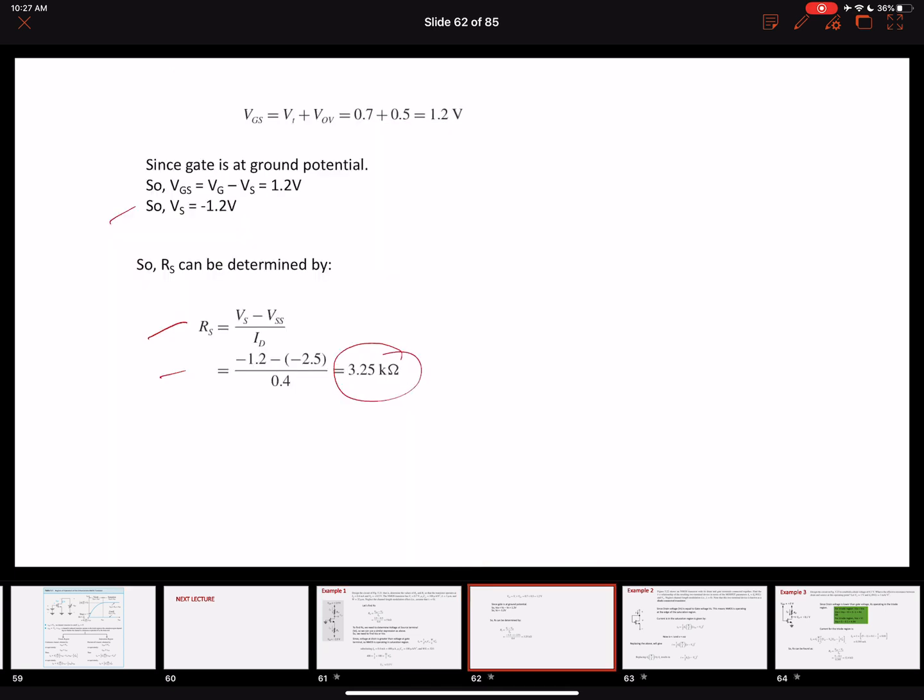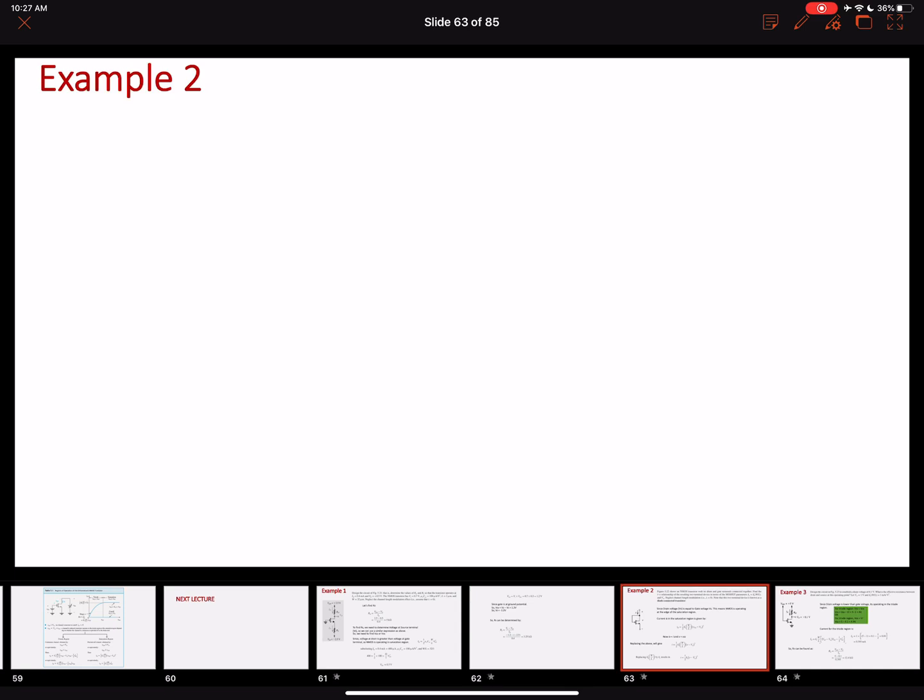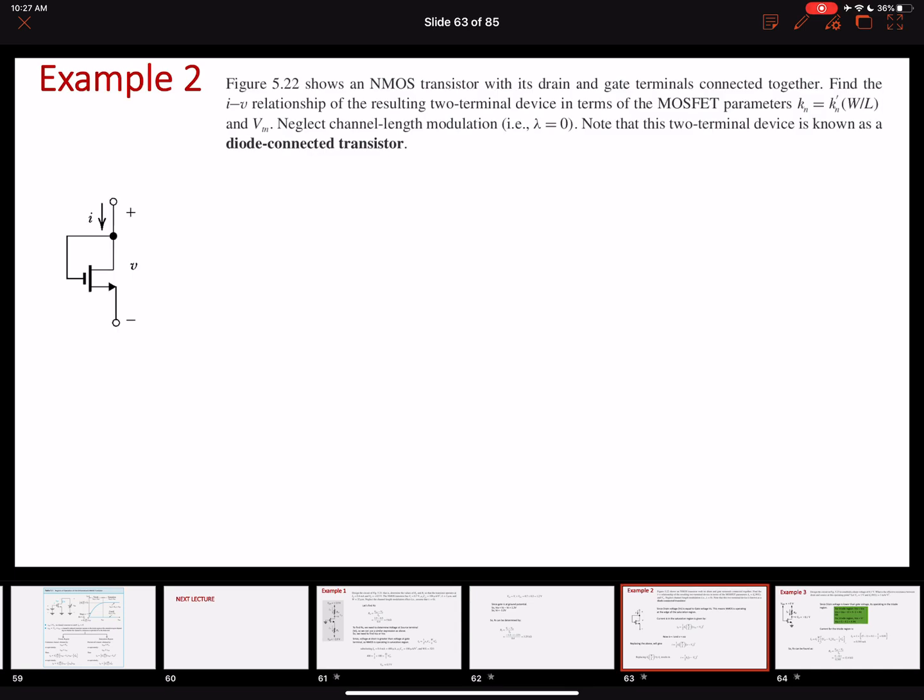Now, let's go to example number 2. In this example, we need to find the IV relationship of this circuit. The unique thing about this circuit is that this is the gate terminal, this is the source terminal, and this is the drain terminal. The gate terminal is connected to the drain terminal, right?